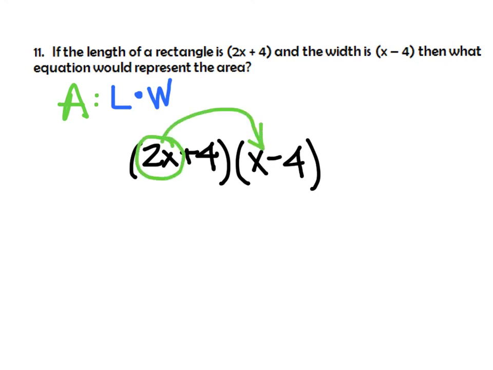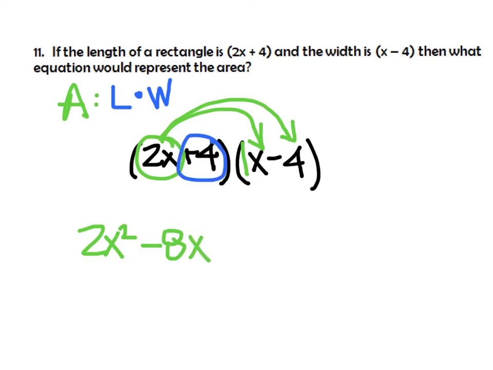2x times x. Well, 2 times 1 is 2. I have an x and an x, so that's x squared. 2x times negative 4. Well, 2 times negative 4 is negative 8. I have 1x, so I make sure I keep it. Now, positive 4. 4 times x, or 1x, 4 times 1 is positive 4, and I got the 1x. I got to bring down the x. And finally, 4 times negative 4 is negative 16.